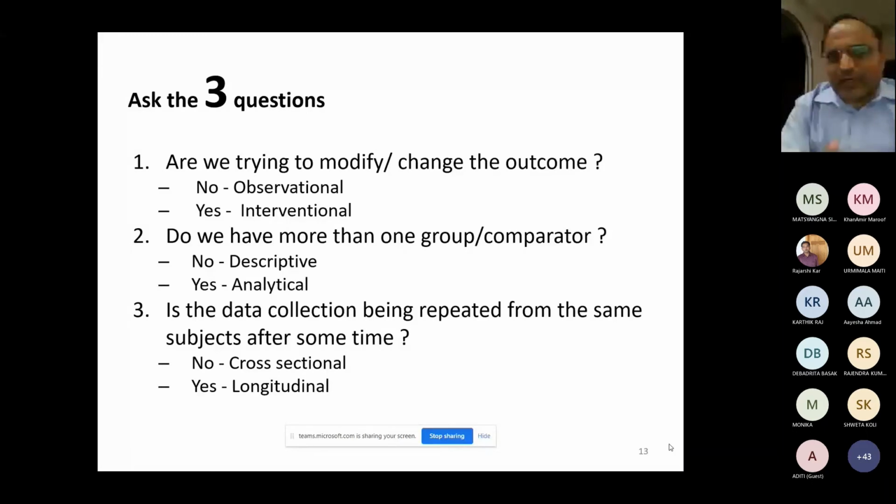So it becomes a descriptive study. Is the data collection being repeated from the same subjects after some time? Again no. एक में thick thin smear किया, एक में हमने साथ ही में या थोड़ी देर बाद एंटीजन टेस्ट कर लिया. So there is no similar kind of data being repeated after some interval. So this becomes a cross sectional study. तो ये भी वैसा ही बन गया, observational, descriptive, cross sectional.